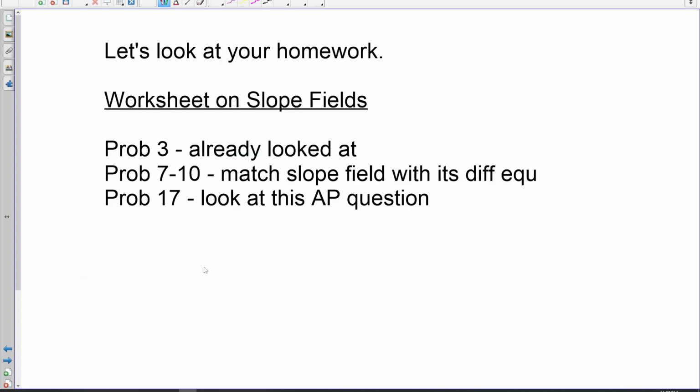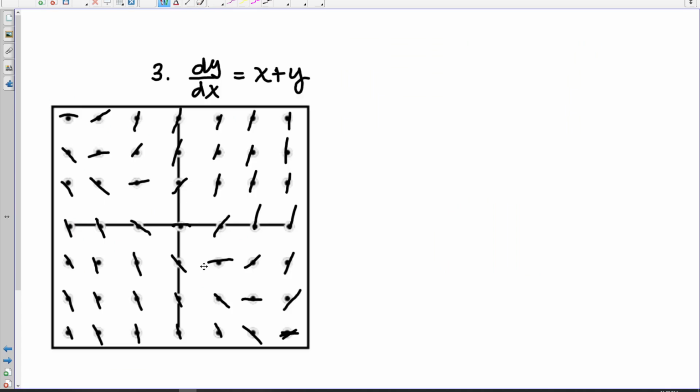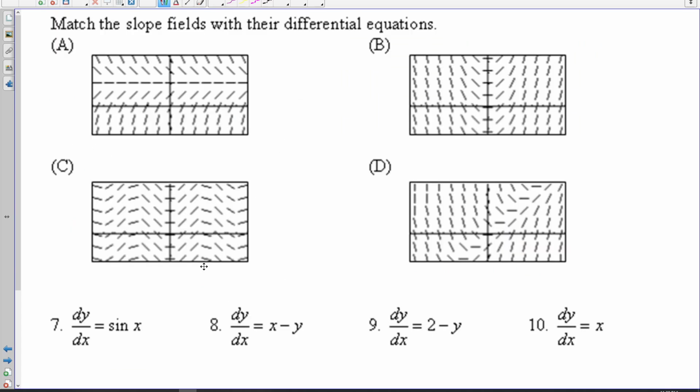Okay, so I want you guys to look at your homework. We've already looked at number 3. I want to talk about number 7 through 10 and do 17 with you. All right, so let's look at number 7 through 10. You'll have this on your test. I think also on your quiz on Friday.